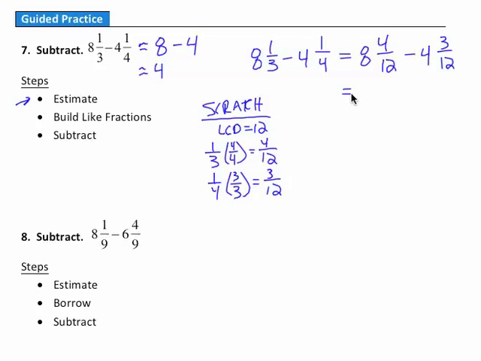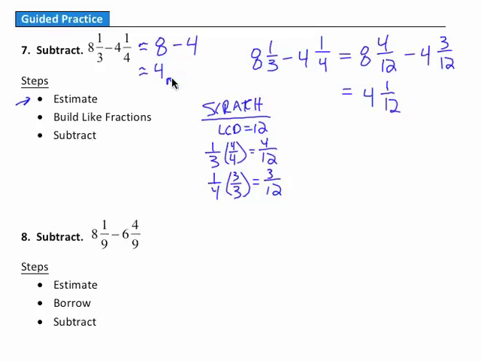Now I have like fractions, and you'll notice I'm trying to take 3/12 away from 4/12, so that's okay. So I can actually go ahead and do the subtraction. 8 minus 4 is 4. 4/12 minus 3/12 will give us 1/12. Now let's check back with our estimate. Our estimate told us we were going to get an answer somewhere around 4, and we've done that. So we're confident in this answer.